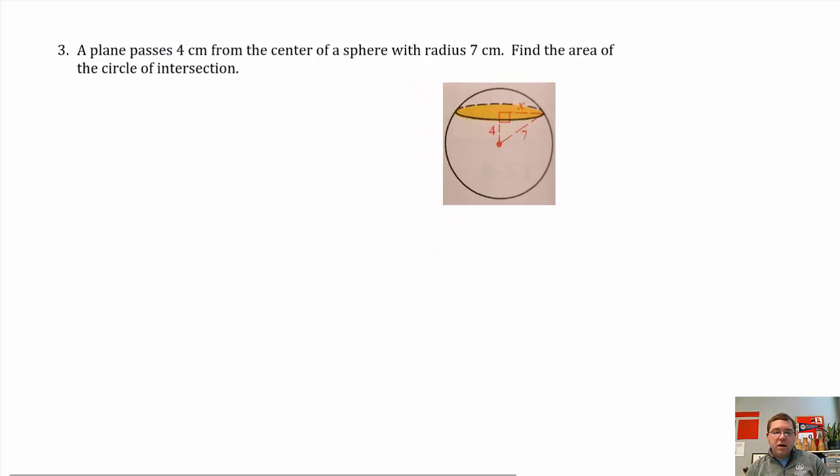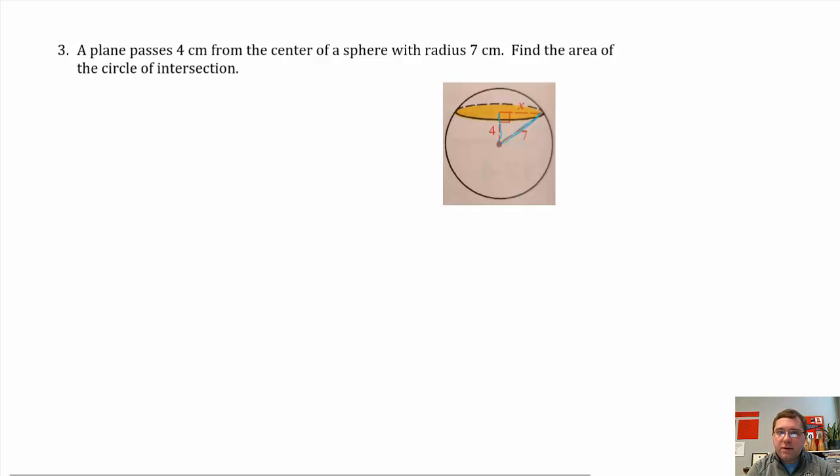And example number 3. A plane passes 4 centimeters from the center of a sphere with a radius of 7 centimeters. Find the area of the circle of intersection. What does that even mean? Here's a picture. You got the center, you've got the radius of 7. We've got a distance of 4 from the center to the plane. The plane is the flat surface that we're using here to cut through the sphere. We want to find the area of the circle that's formed when that plane intersects the sphere. So the circle is represented here by that orange shaded part.